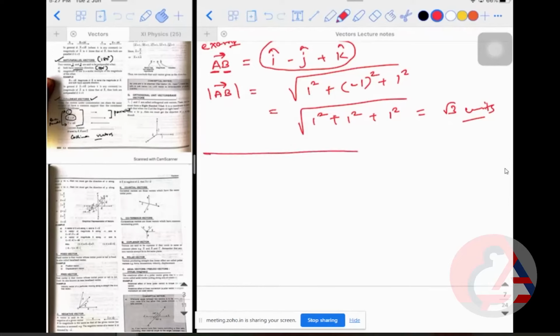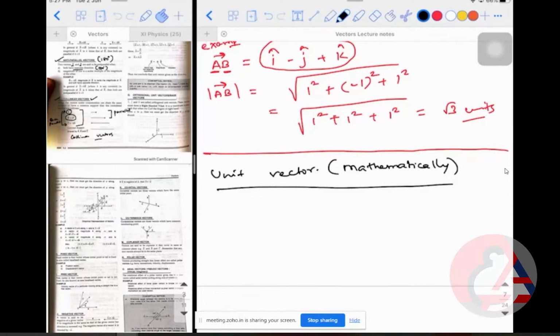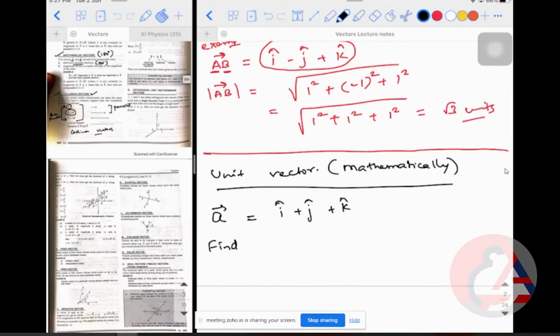So now you understood how to calculate the magnitude when the vector is given in terms of orthogonal unit vectors, right? Now let's try to calculate a unit vector. Again, I'm going to revisit the concept of unit vector. I'm going to approach it mathematically. In the above process, I did it theoretically. Now I'm going to do it in terms of mathematics. Suppose there is a vector A vector equal to i cap plus j cap plus k cap, and the question is: find the unit vector in the direction of A vector.